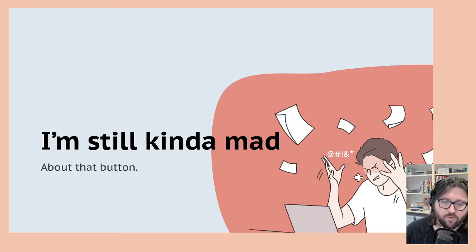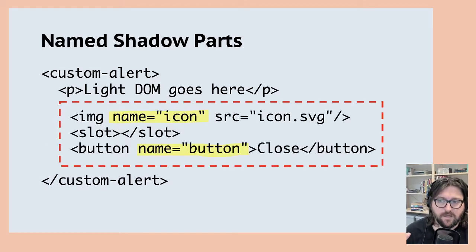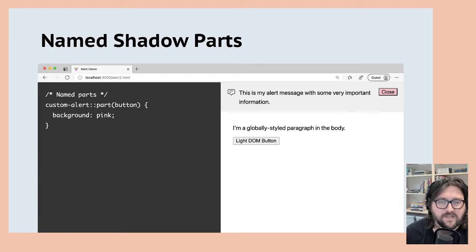So we have one more tool in our tool belt, shadow parts. So again, we have our custom alert, the light DOM goes there. And then this time in the shadow DOM, we see this name attribute, and name equals icon and name equals button. These are named parts that we can hook into. And we use the CSS part pseudo element or pseudo selector. So custom element part button. If it's a named part, we can style that part. And voila, we have styled the button. Finally, we accomplished our mission.